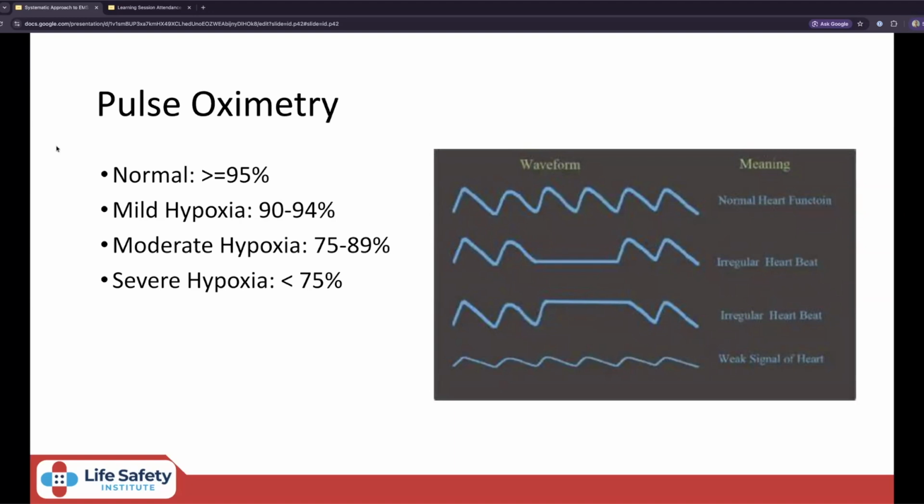Moving on, moderate hypoxia, 75 to 89%. Boy, you really don't want to see that. That's not good. And then what you really, really, really don't want to see would be that severe hypoxia, less than 75%. You got some trouble on your hands if the number starts with a seven.